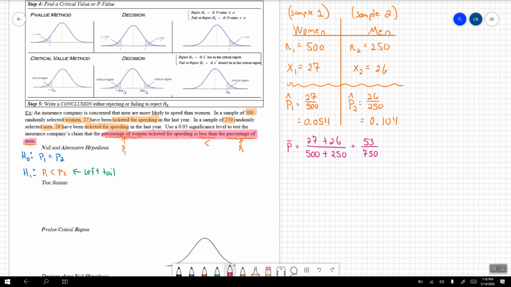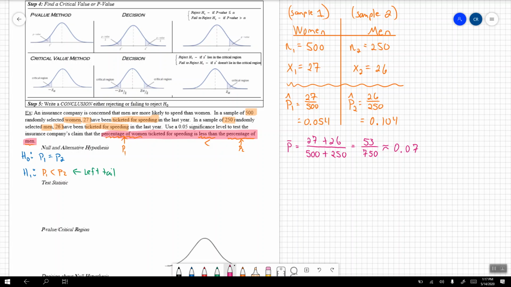Now, once we get this, I'm actually going to round this specific value. This value is a very long decimal. It is 0.0706666666667. It's a really, really long value, and it's going to keep on repeating forever. So I'm just going to truncate this to about 0.07. Now, if you wanted to do 0.071, that's perfectly fine.